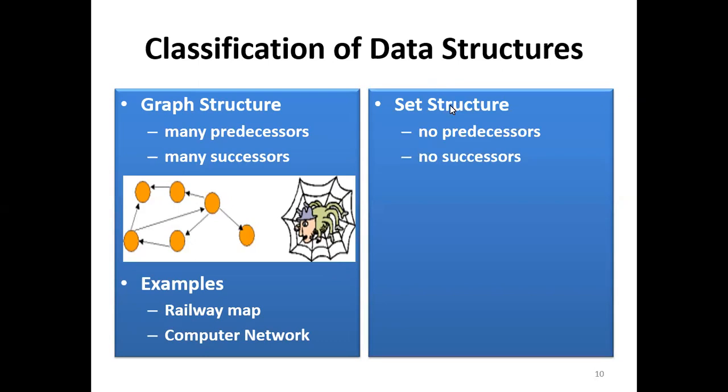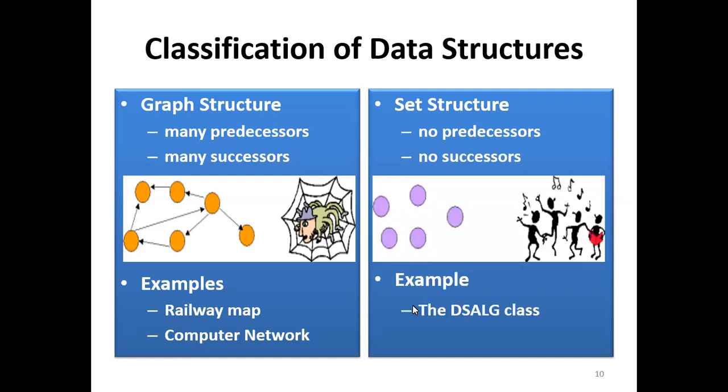Then we have the set data structure. Set data structure has no predecessor and no successor. A good example is students in the class of data structures and algorithm.